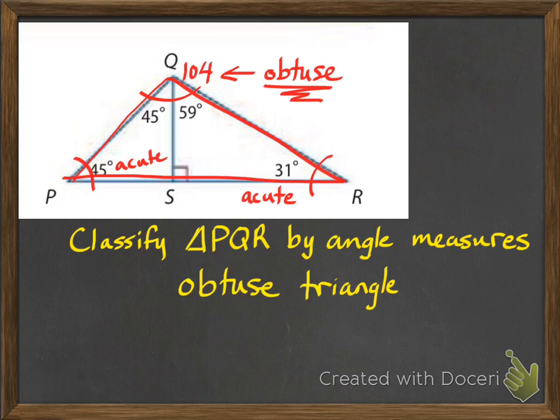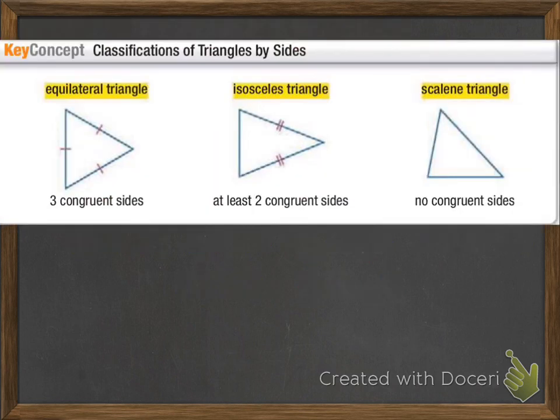All right, so that's how we classify by angles. Now, how do we classify by sides? Right, these are probably terms you've heard of before. Here's our little diagram. Again, if you have to pause to write these down, I would highly suggest it.